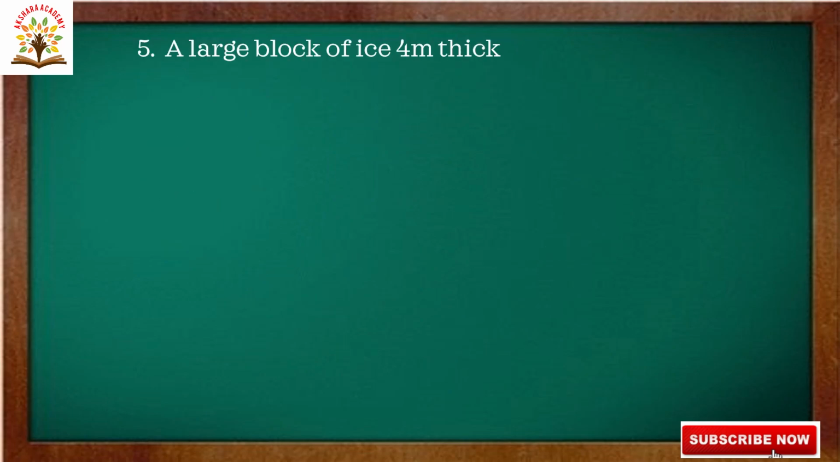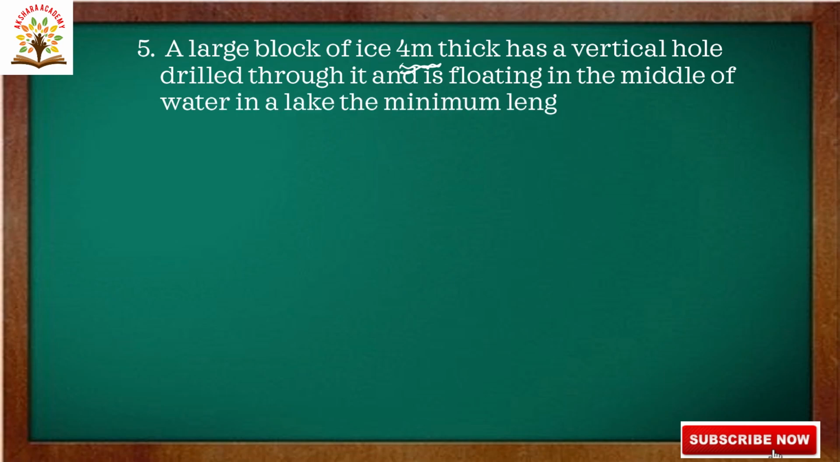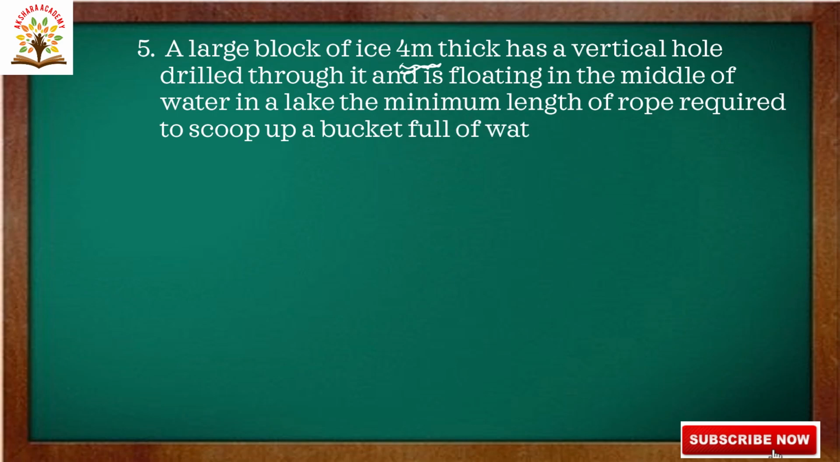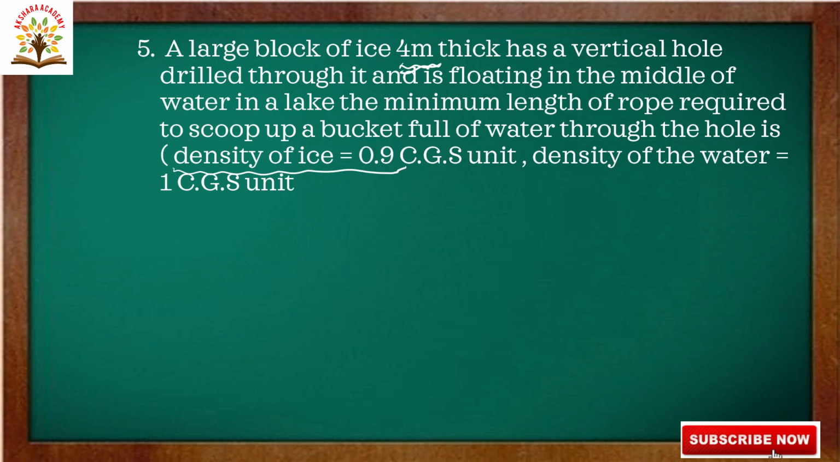A large block of ice 4 meters thick has a vertical hole drilled through it and is floating in the middle of the water in a lake. The minimum length of the rope required to scoop up a bucket full of water through the hole is? The given density of ice is 0.9 in CGS units and the density of water is 1 in the CGS system. So let us go to the solution.